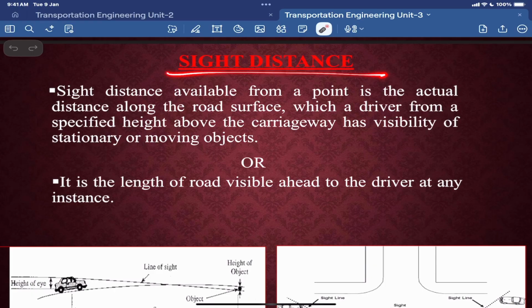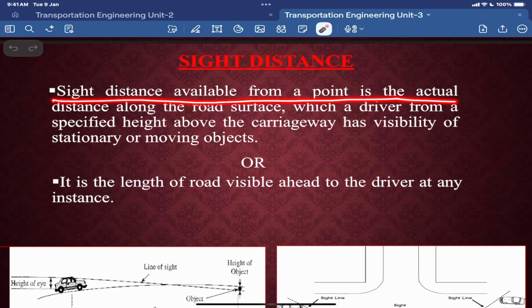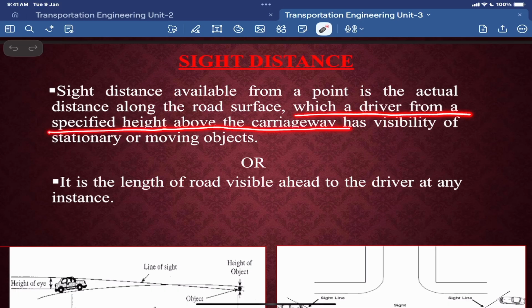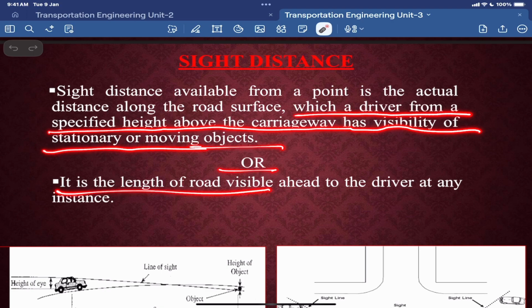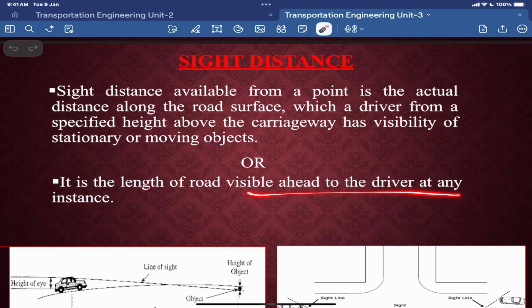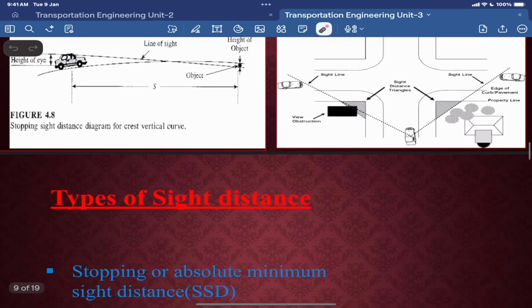Sight distance. What is sight distance? Sight distance available from a point is the actual distance along the road which a driver from a specified height above the carriageway has visibility of stationary or moving objects, or it is the length of road visible ahead to the driver at any distance.